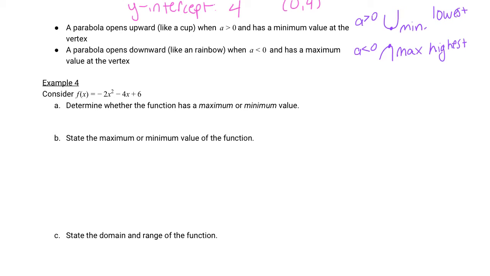So we want to see if this function has a maximum or a minimum value. Well, we're going to look at a first. a is -2. If a is negative, that means we use this second instance. a is negative. It means less than 0. That means our parabola is going to open downwards and have a vertex at the top. And it's going to have a maximum.